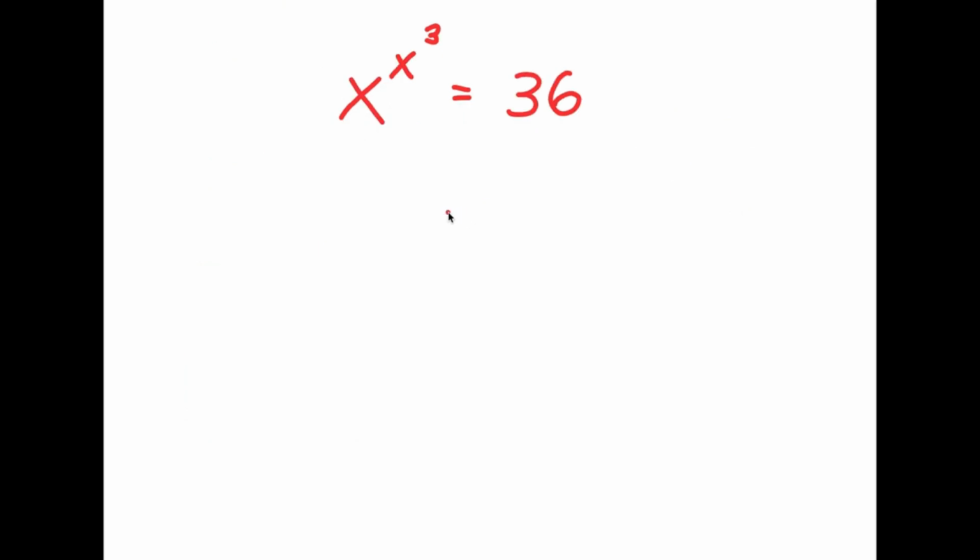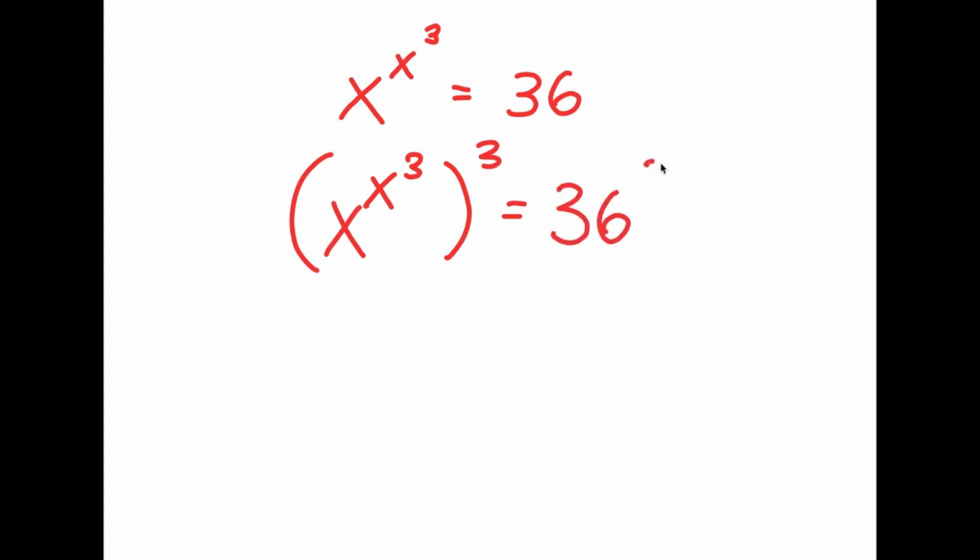Alright, so in this problem, I have x to the power of x to the power of 3 is equal to 36. So to solve this problem, I'm going to first start by taking the power of 3 on both sides. So now I have x to the power of x to the power of 3, to the power of 3, is equal to 36 to the power of 3.